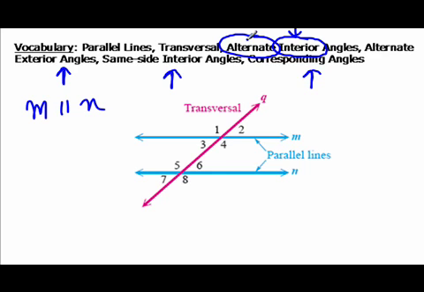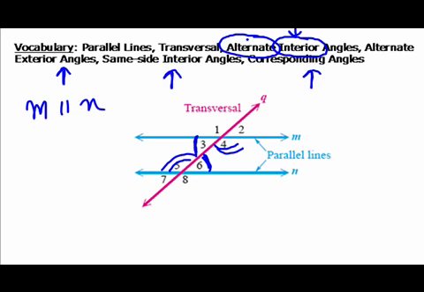So if I call out angle 3, what other angle up here is inside the parallel lines on the other side of the transversal? That would be angle 6. So 3 and 6 would be a pair of alternate interior angles. 4 and 5 would be considered alternate interior angles. Okay, that's just locating them. Now, what do you think is true about them? They're congruent. They have the same measure.